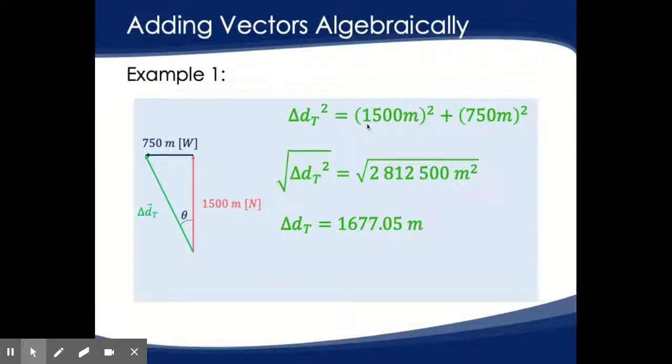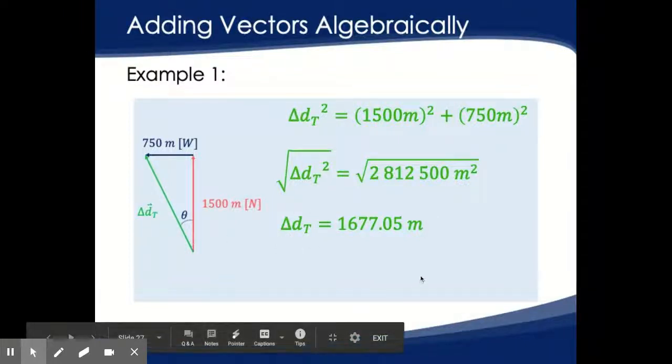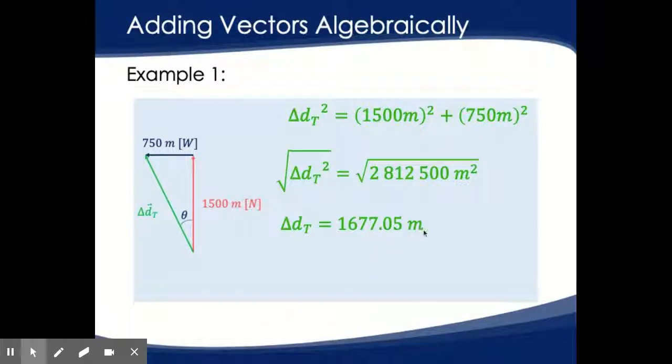If you do have questions, let me know. But basically, you're just dropping this in. So you have the total displacement squared, which represents C, equal to the one leg squared plus the other leg squared. So we're just going to solve this down and get the square root. So this ends up telling us that the total displacement for this person was 1,677.05 meters.